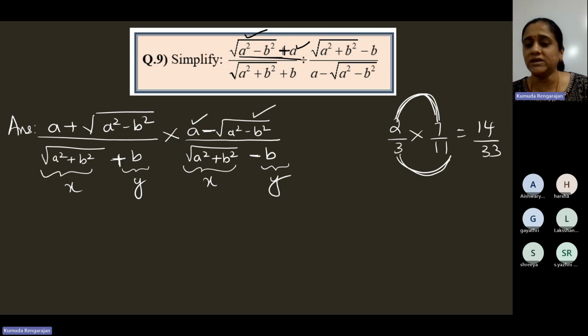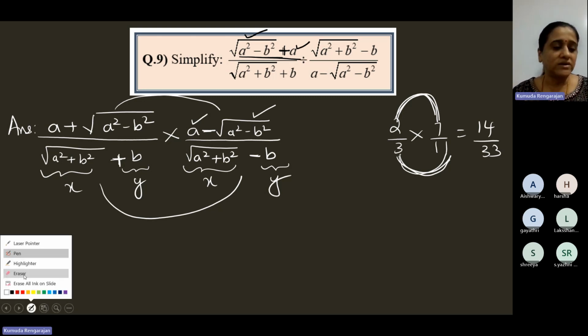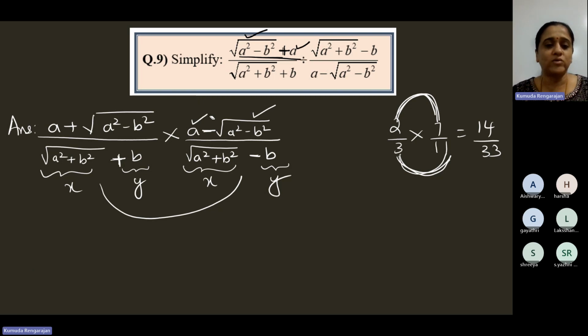So 2 7s are 14, 3 into 11 is 33. So we'll have to multiply the numerators here, multiply the denominators. Now both the numerators and the denominators are of the form x plus y into x minus y. So the product is x square minus y square. The product is x square minus y square.